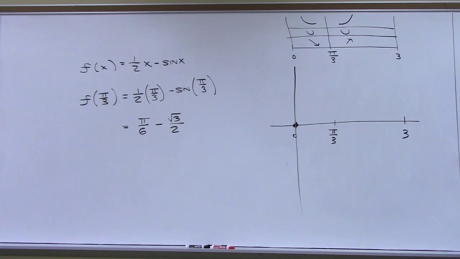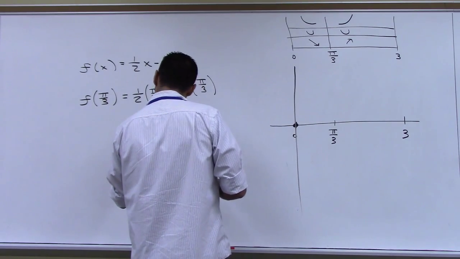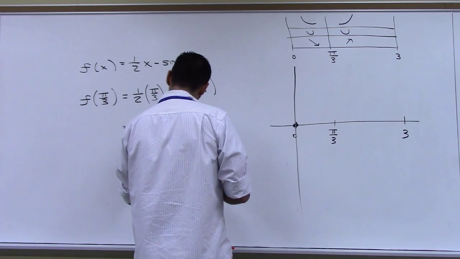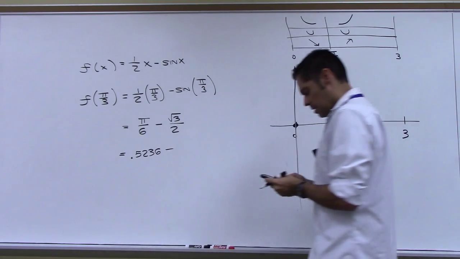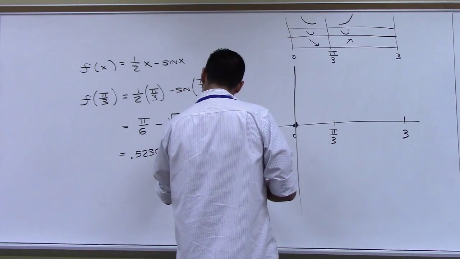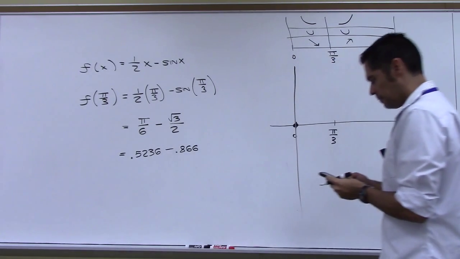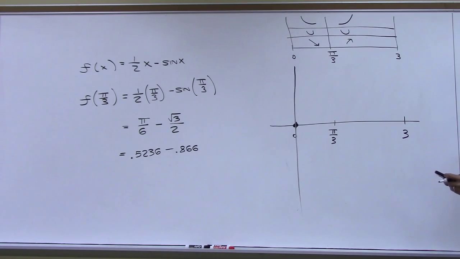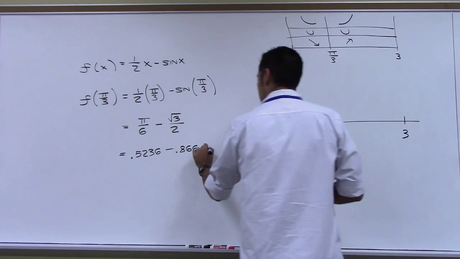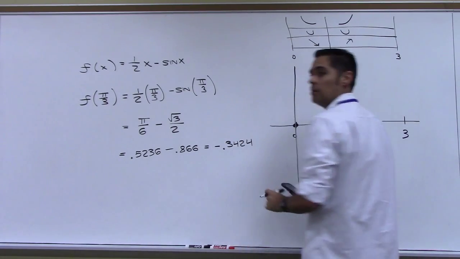Let's see if we get the same thing here. So this is 0.5236, I'm rounding a little bit there, minus √3 over 2, which is 0.866. Good enough. I'm getting a negative number, negative 0.3424, something like that. Close enough? Yeah?